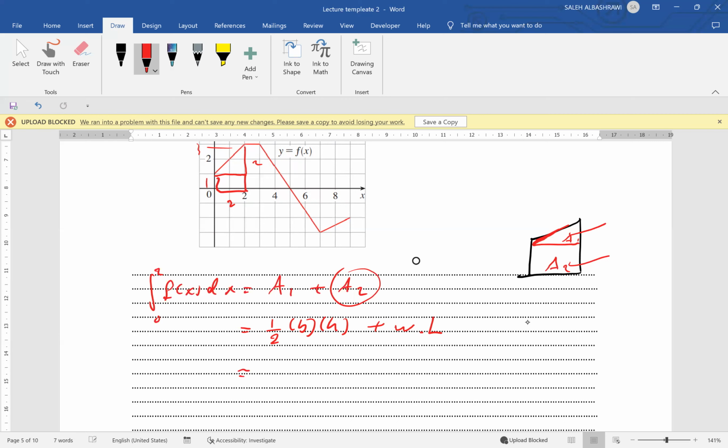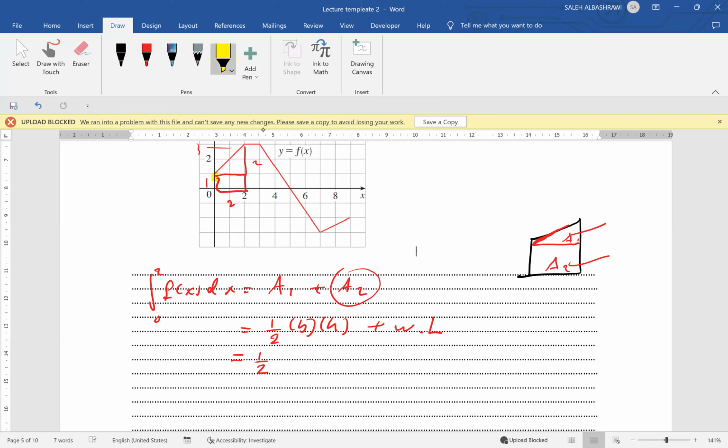which is equal to 1/2. Now the base for the triangle, which is given by this side, is equal to 2. So it is 1/2 multiplied by 2 multiplied by the height, which is equal to 2. As I said, the height for the trapezoid is 3. This is 3. We take 1 there, so the remaining will be 2 up.